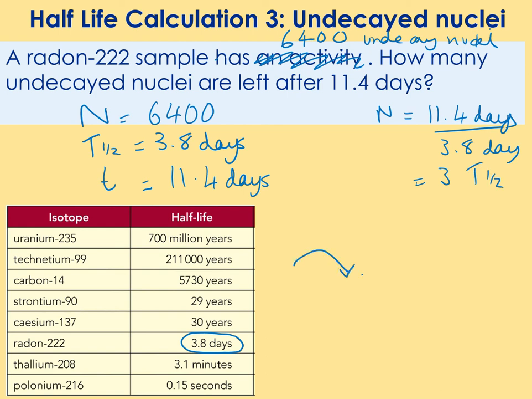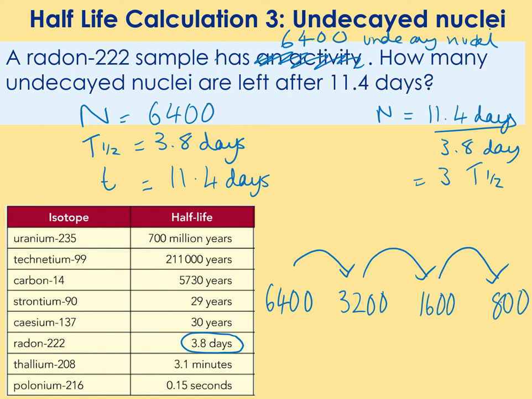So we're going to leapfrog 1, 2, 3 times. We were starting off with 6,400, so after one half-life, half of that's going to be left, so 3,200. After 2 half-lives, 1,600, and after 3 half-lives, just 800. So the answer there is 800, and the unit is nuclei.